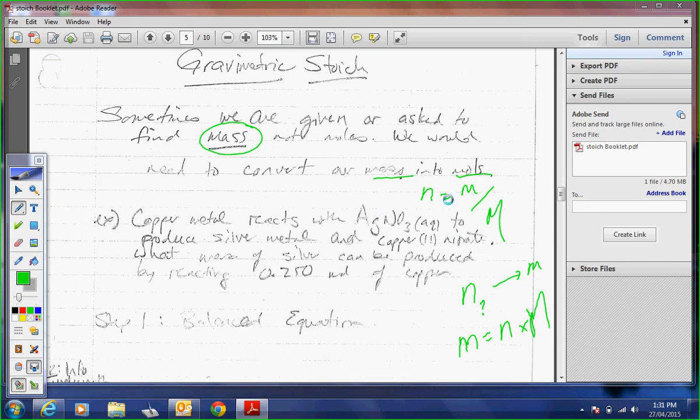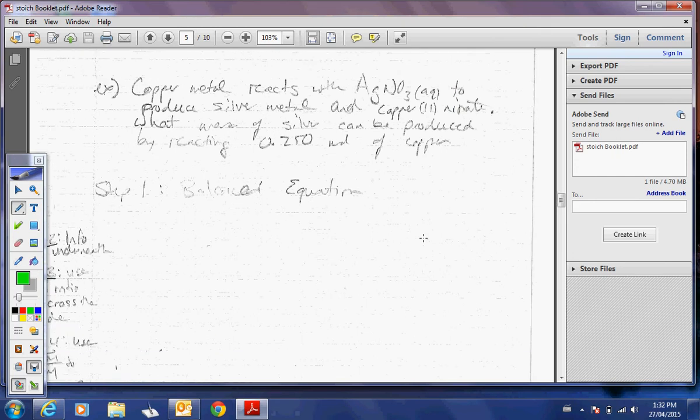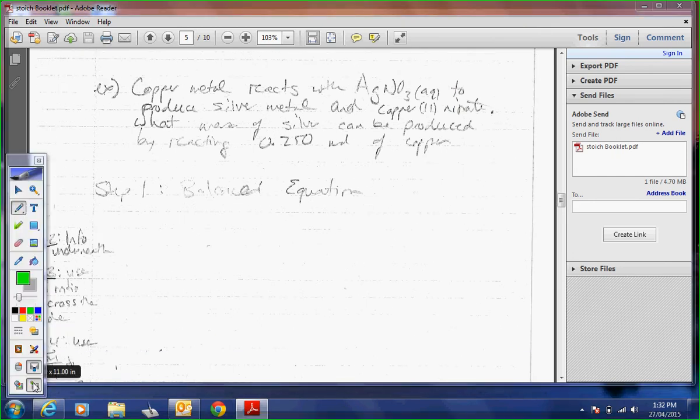Copper metal reacts with silver nitrate to produce silver metal and copper nitrate. What mass of silver can be produced by reacting that number of moles of copper? So the first step, the same first step that we had last time, was to write a balanced chemical equation. So James, what have we got going on here?